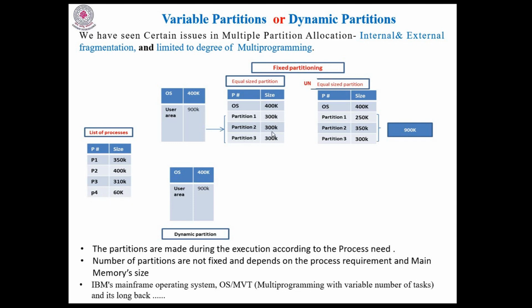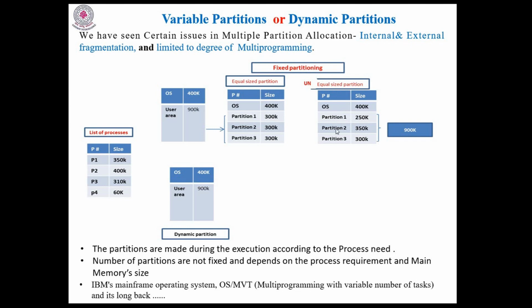So external fragmentation occurred. And suppose let us go for my P4 requirement, which is 60K, but here you see 300K, 300K, 300K. So if I load into partition 1, and my requirement is 60K, how much memory will be unused? Around 240K. So this is internal fragmentation. So internal fragmentation and external fragmentation occurred. You see, even in the unequal sized partitions, these two are repeating.